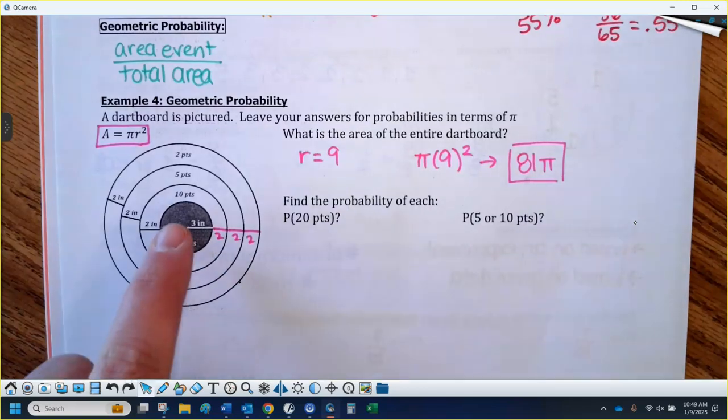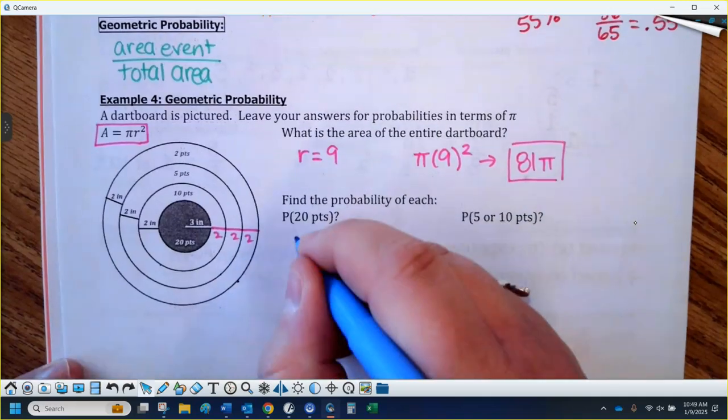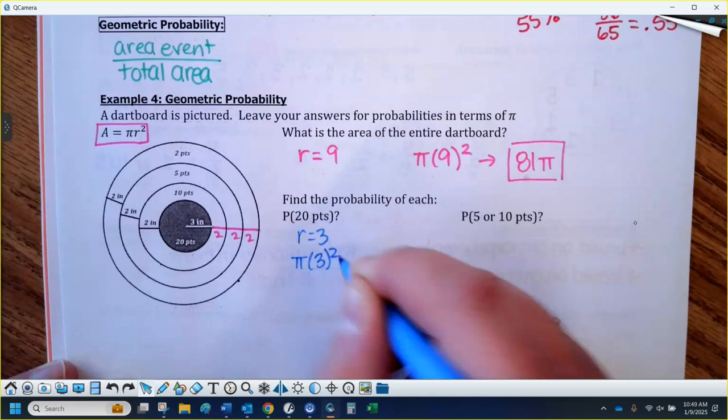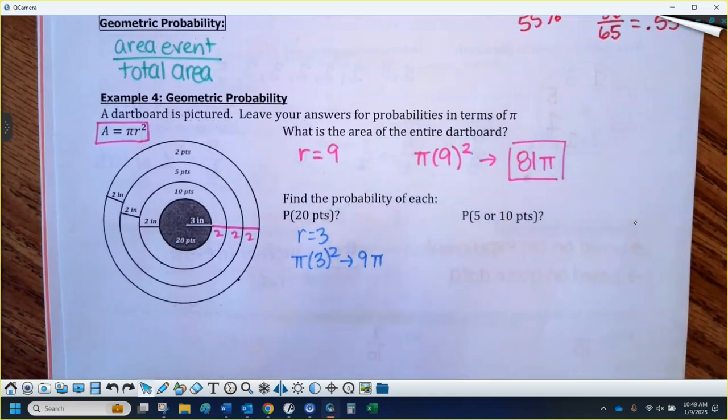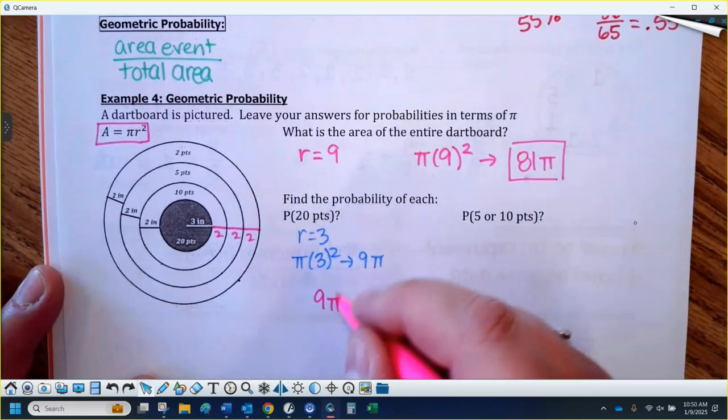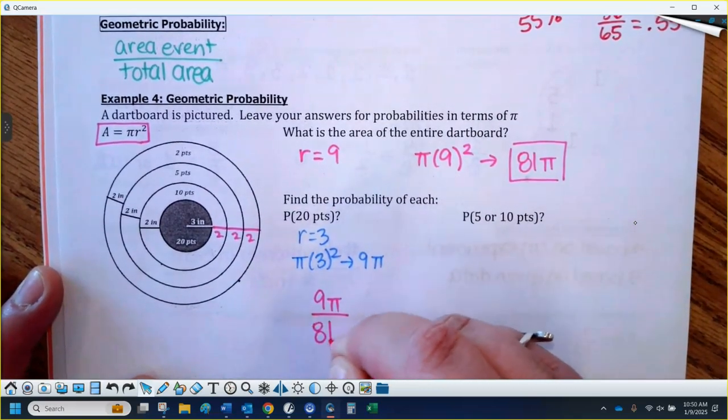Pi times 3 squared, your radius, right? Radius of that little inner circle is 3. So it's just pi times 3 squared, which is 9 pi. Okay, so that's the area of the bullseye. And then our actual probability here is the area of what we want to happen, which would be the 9 pi divided by the total area.